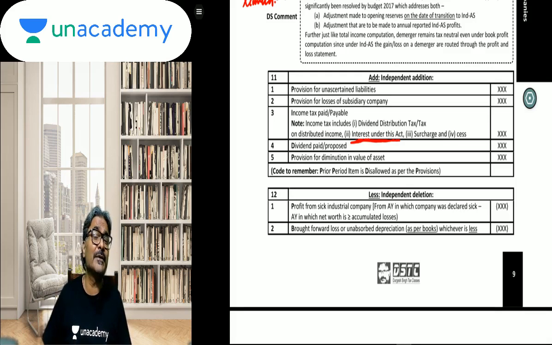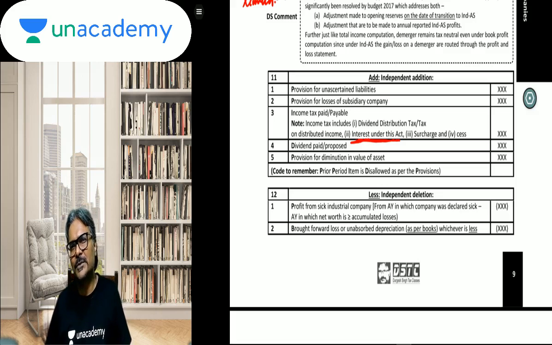Like, for example, the interest for the TDS, TCS, 234ABC. It can be any interest. 220 interest. So any interest which is charged under the Act will form a part of the income tax and accordingly will not be allowed. Surcharge and HEC again will be considered as a part of the income tax and therefore will not be allowed.